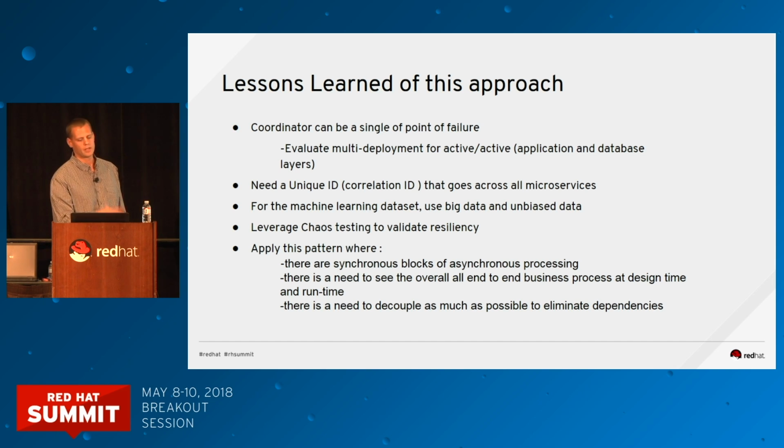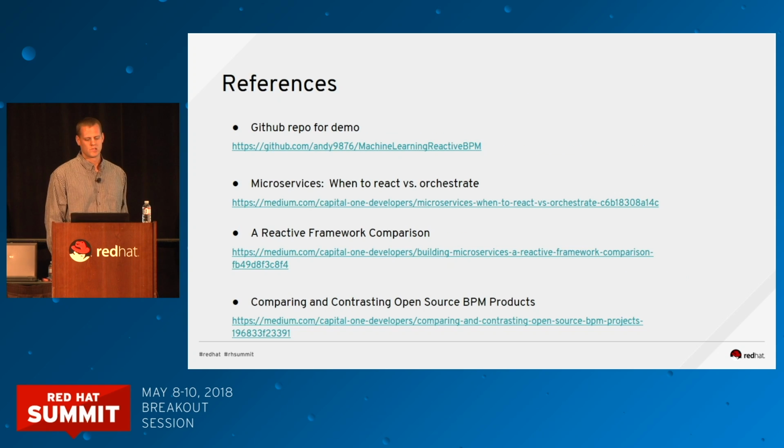And then chaos testing can help. As you have more pieces, you can use chaos testing tools to make sure your resiliency is where you want it to be. And here's the GitHub repo if you want to check it out, and some Dev Exchange blogs out there.